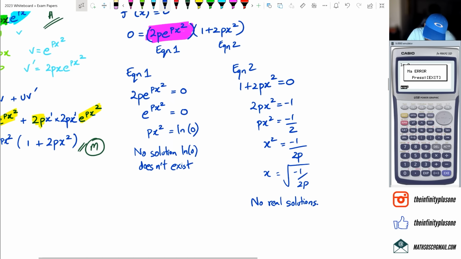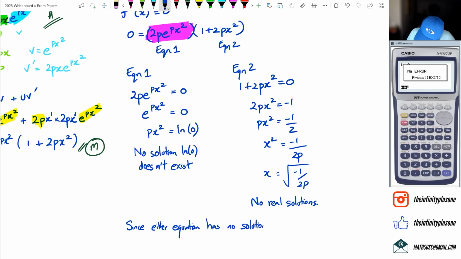So we might just write a little statement. Since either equation has no solutions, we can say that the original f of x has no points of inflection. It's always good to write a little statement, guys, so that you can communicate to the marker what it is that you're doing. Sometimes it's really important that you do that.